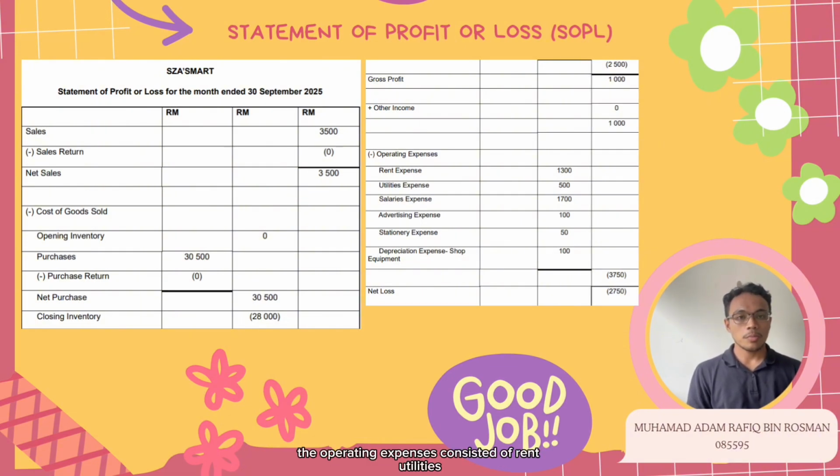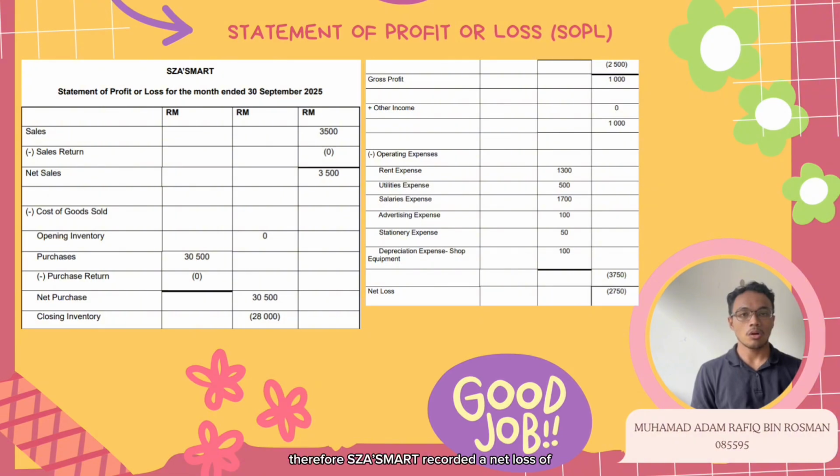The operating expenses consisted of rent, utilities, salaries, advertising, stationery, and depreciation expenses with a total of 3,750. As a result, the total expenses were higher than the income earned. Therefore, Shazza Smart recorded a net loss of 2,750 for the month ended 30 September 2025.